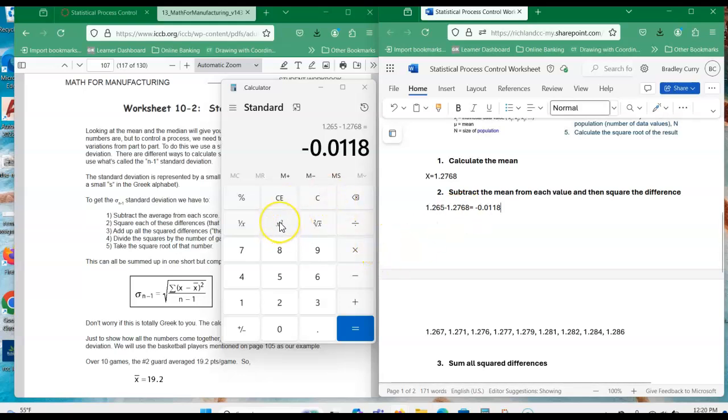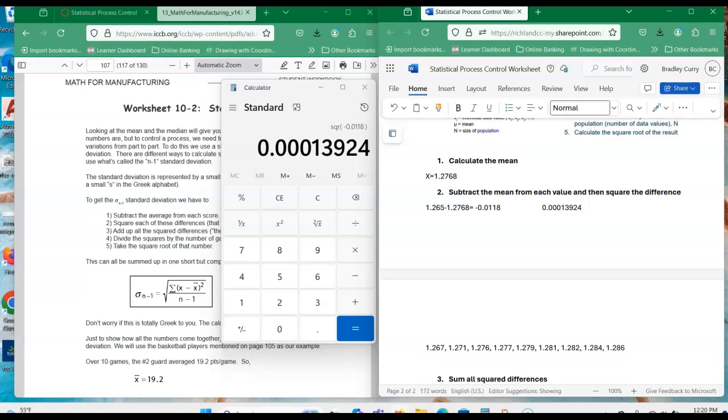So let's hit the x squared button here, and we get a value here. So I'm going to go ahead and tab over on this. So that is going to be 0.0001394. Now, you can go ahead and carry out those values for the purpose of this activity. So let's go ahead and hit the next one here.